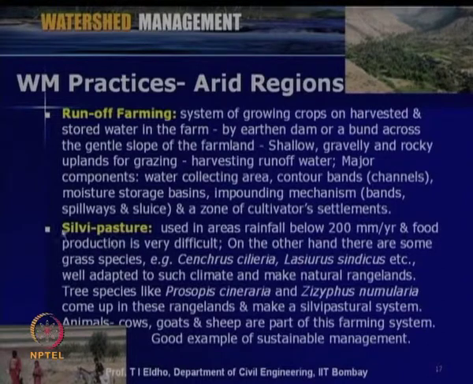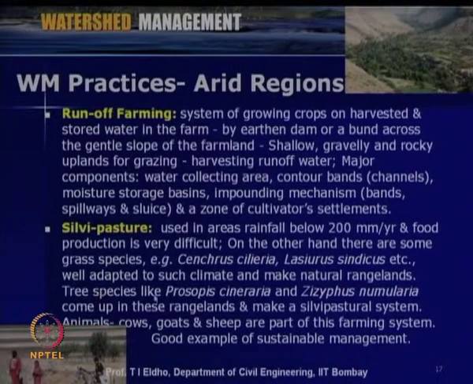Then the areas where the rainfall is, for example, below 200 mm per year, there we can go for a scheme called silvipasture. Here, silvipasture is used in areas with rainfall below 200 mm per year, where food production is very difficult. On the other hand, there are some grass species which grow in this area, for example Cenchrus ciliaris. These are the scientific names of some of the grass species, and these are well adapted to such climates and make natural rangelands.